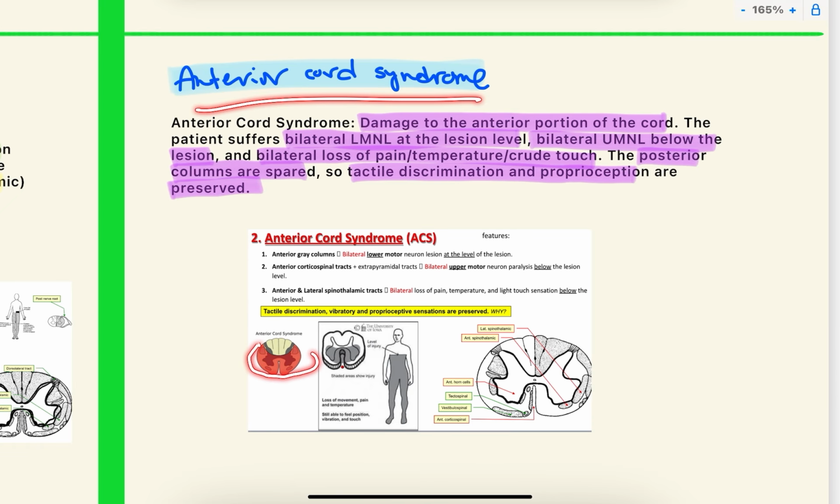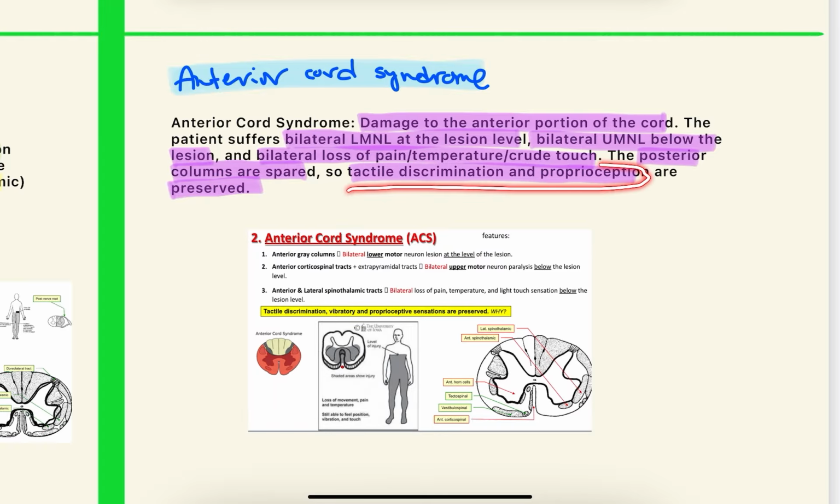The last thing is the anterior cord syndrome. As you can see here in the picture, it's basically damage to the anterior portion of the cord. So the patient will have what? Bilateral lower motor neuron lesion. Lower motor neuron means what? It affects the upper limb at the lesion level, and bilateral upper motor neuron, which affects the lower limb, below the lesion, and bilateral loss of pain and temperature and the crude touch. And we talked about what crude touch is before. Whereas the posterior column will be spared, so the tactile discrimination and the proprioception will be safe.